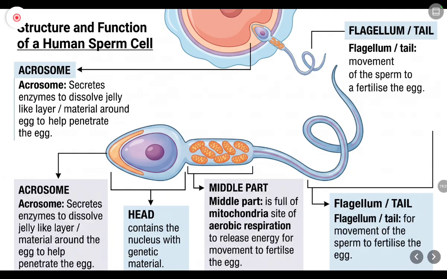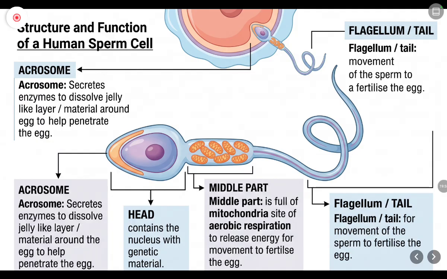The acrosome basically secretes digestive enzymes to dissolve the jelly-like layer or material around the egg to help penetrate the egg. For the sperm cell to enter and penetrate the egg cell, it needs digestive enzymes to dissolve that jelly-like layer, so that the sperm cell can penetrate the egg and deliver its contents inside the egg cell, forming a zygote.